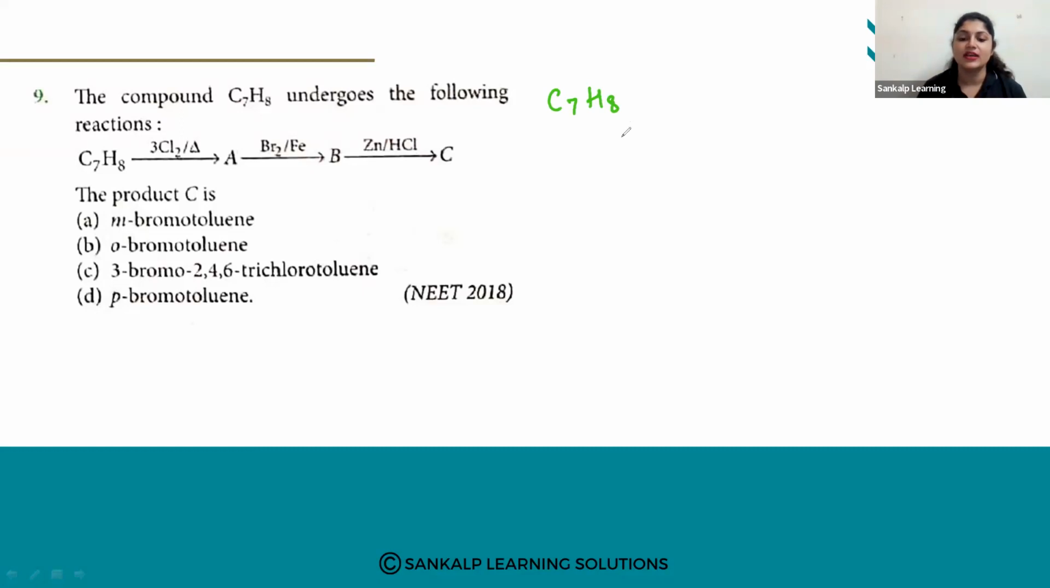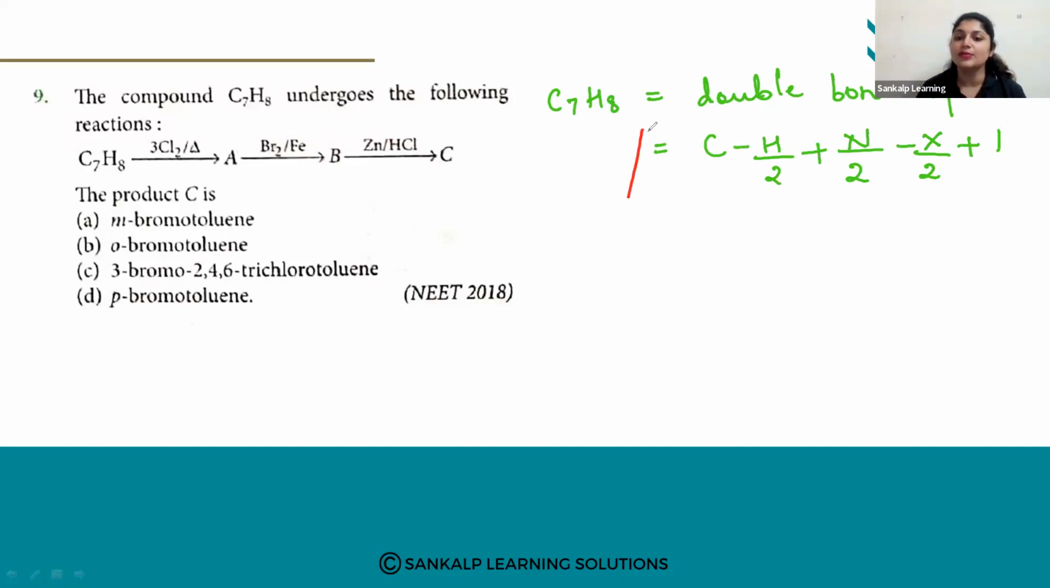C6H6. Now we have to see the double bond equivalent. We need to know how many double bonds are there. If a formula is given and you want to find the structure, you first have to see if double bonds are present. So how do you calculate it? The formula is C minus H by 2 plus N by 2 minus X by 2 plus 1. This is the double bond equivalent, used to calculate the number of double bonds.